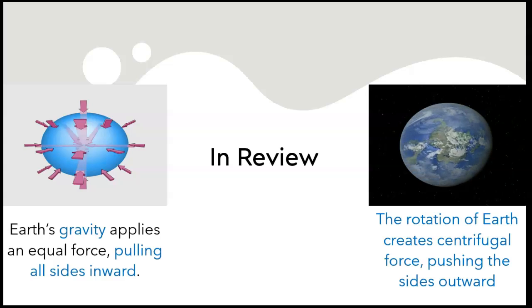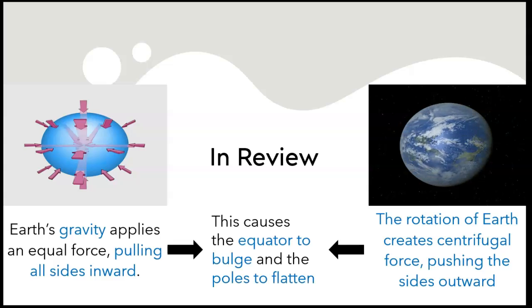And the rotation of the Earth creates that centrifugal force pushing the sides outward. This causes the equator to bulge and the poles to flatten.